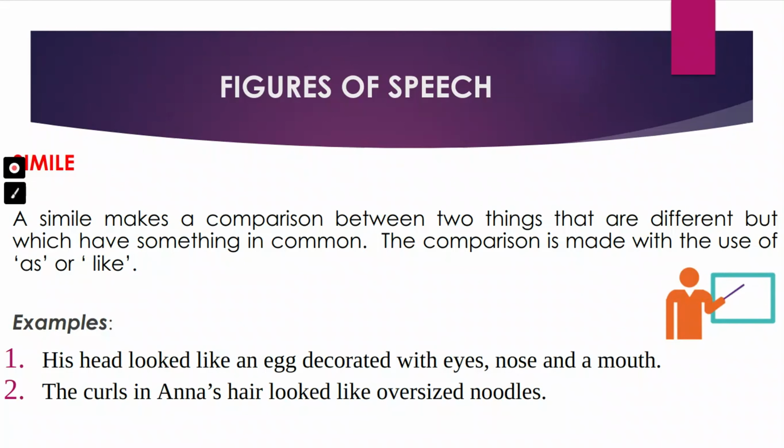Example number 2 reads, the curls in Anna's hair looked like oversized noodles. Again, there's a comparison here between two different things, two unlike things, the curls in Anna's hair and the oversized noodles. So even though these two things are different, they have something in common. And this comparison is made again using the word like. When we think about the simile, think comparison. That is the function of the simile, to make a comparison between two different things, two unlike things. And this comparison is made using the words as or like.